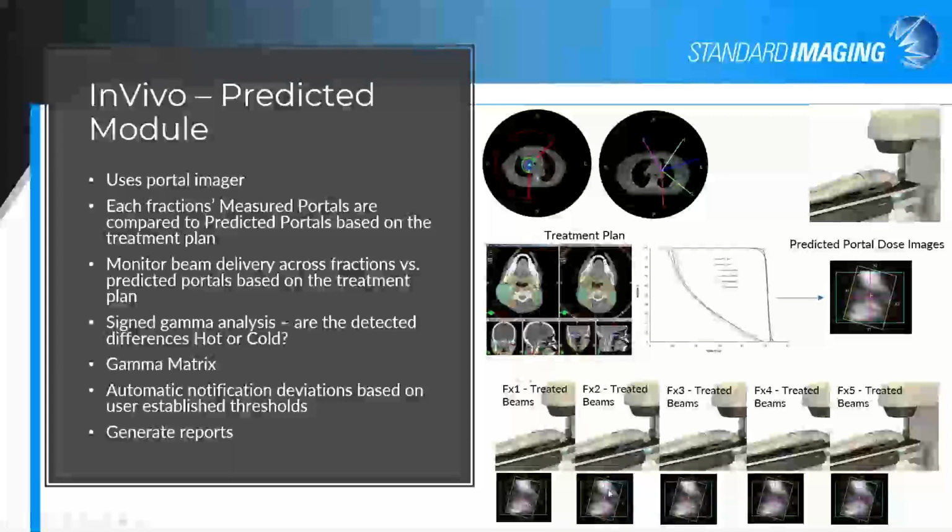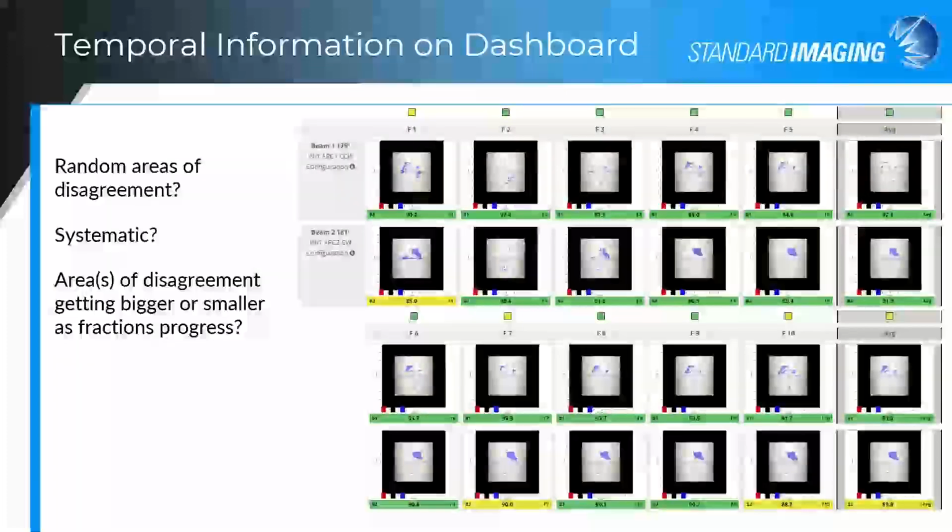So then each of your delivered fractions is going to be compared to that predicted portal image. And then any deviations, again, based on those thresholds that you set, will be automatically flagged, and you can get automatic notifications of that. And then you also have the sine gamma analysis with this, the gamma matrix that I talked about. And then just like the relative mode, you get automatic notification and the generation of reports.